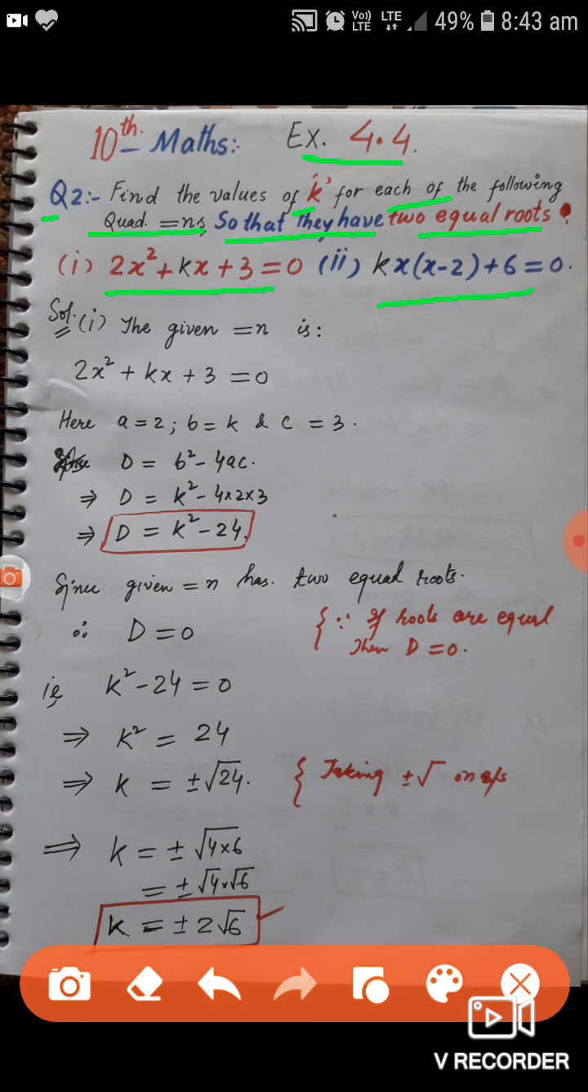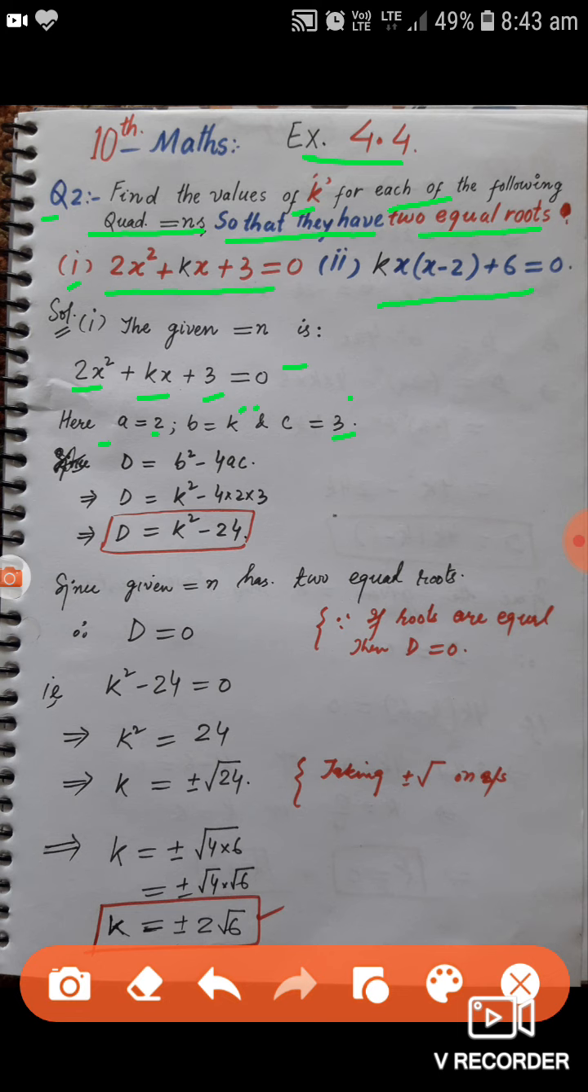Let us say for the first equation, our given equation is 2x square plus kx plus 3 equal to 0. We know here instead of a we have 2, instead of b we have k, instead of c we have 3. That is, the coefficient of x square is 2, the coefficient of x is k, and c is the constant term, that is equal to 3.